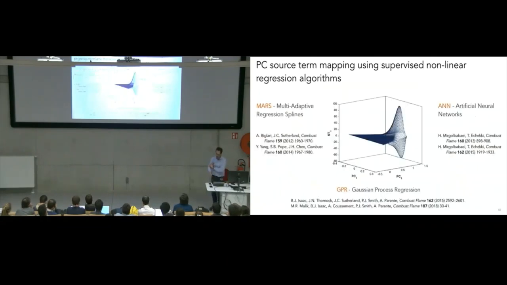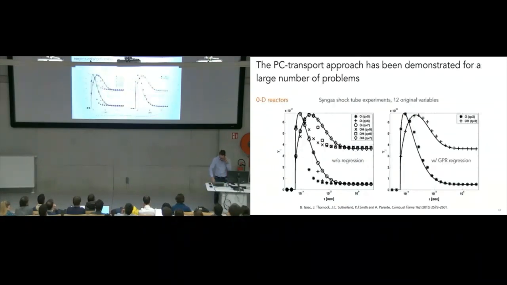And so there are different approaches that have been used by different groups. So Stephen Pope, Jackie Chen have been using multivariate adaptive regression splines for doing that. Other people in North Carolina have been using artificial neural networks. Of course, we had to do something different, and so we used Gaussian process regression. Joking apart, we like a Gaussian process, which is a semi-parametric regression approach and also has a measure of uncertainty associated with it. Okay, so we have used that and we have applied it to different problems of different complexity.